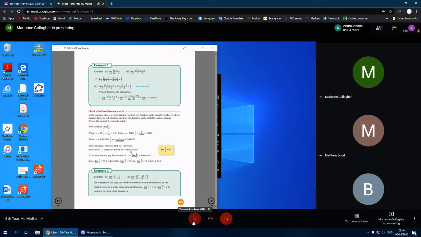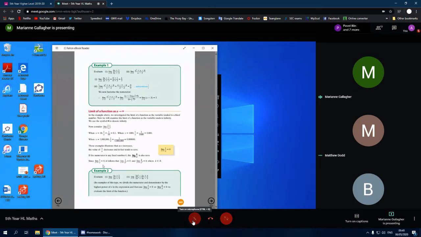So that's a very important limit there. The limit as x tends to infinity of 1 over x is 0. So anything over some function of x is going to get closer and closer to 0 as x gets closer and closer to infinity, or gets bigger and bigger and bigger.